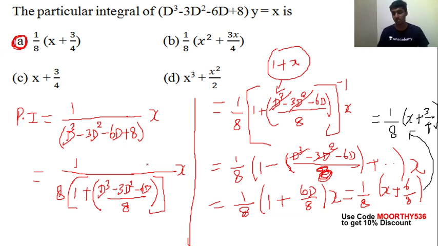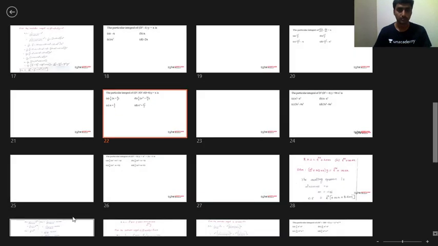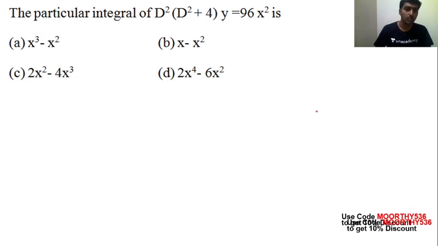Next we are moving into the next question. What is the answer for this question? Here, find the particular integral of D square into D square plus 4, into y equal to 96x square. Work it out and ping your answers in the live chat. Give your answer, then I will move into the explanation for the question.